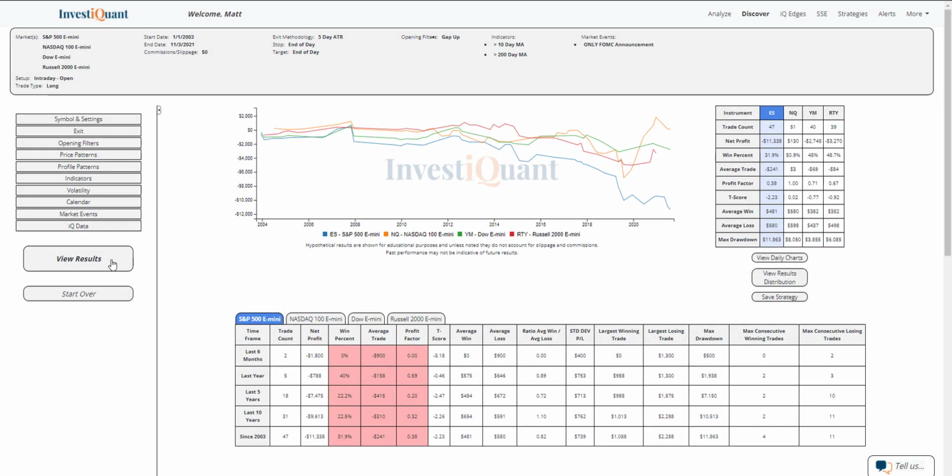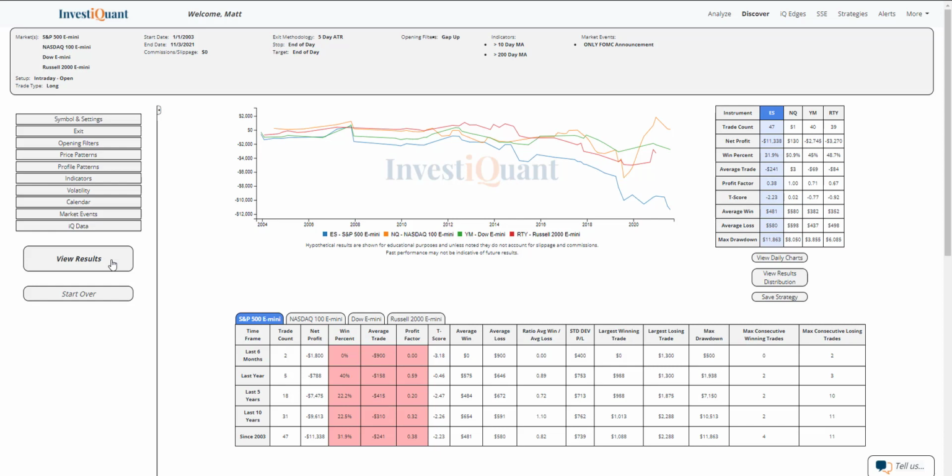These are the results based upon entering the market long at the open of regular trading hours, 9:30 a.m. Eastern Time, and exiting at 4:15 p.m. Eastern Time when it is the day of the FOMC announcement and you are opening higher at 9:30 a.m. Eastern Time in a bull market environment. Historically, we've got 47 samples in the S&P dating back to 2003. We've got 51 for the NASDAQ, 40 in the Dow, 39 in the Russell.